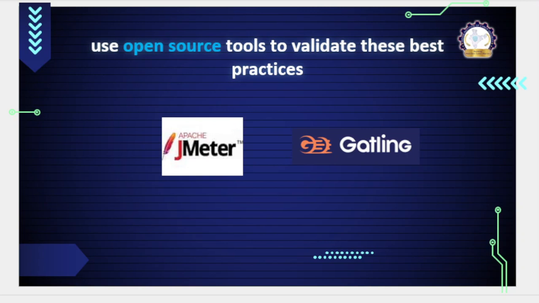And the next one we have is HTTPS and SSL/TLS testing. Test the API for proper implementation of HTTPS and SSL/TLS to ensure that the data is encrypted during transmission. Open source tools such as SSLyze and Nmap can be used to test HTTPS and SSL/TLS.